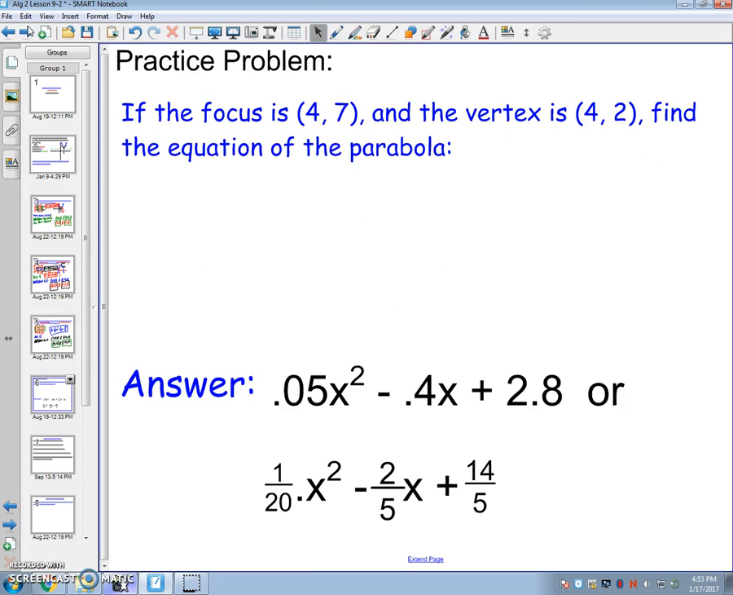All right, here's a practice problem. Go ahead and try it. There's your answer. If you do that, you should be fine for the quiz in class.